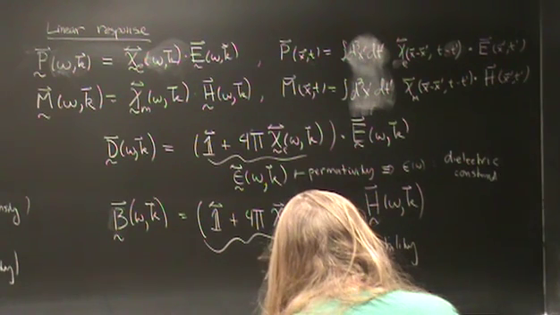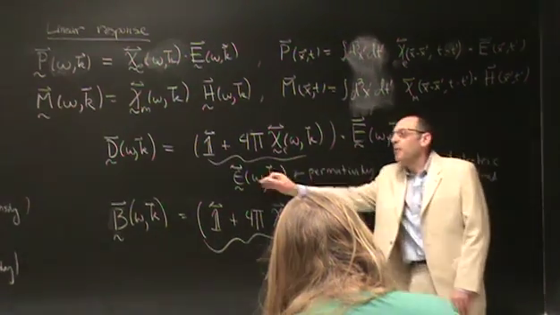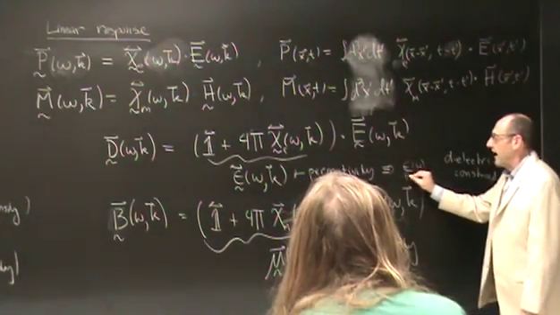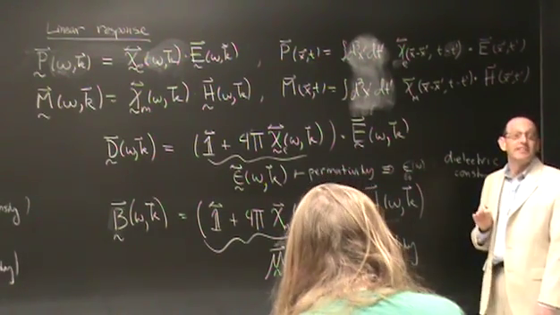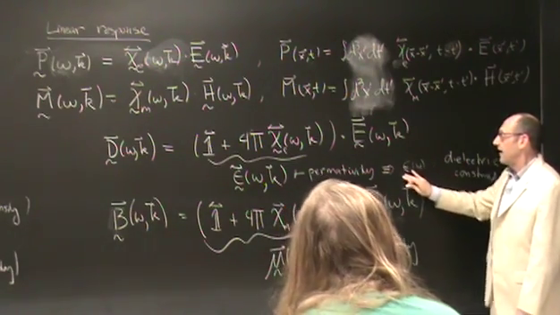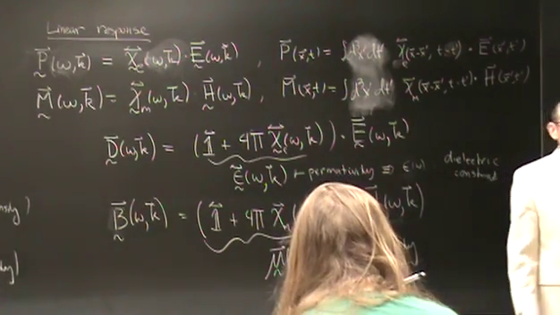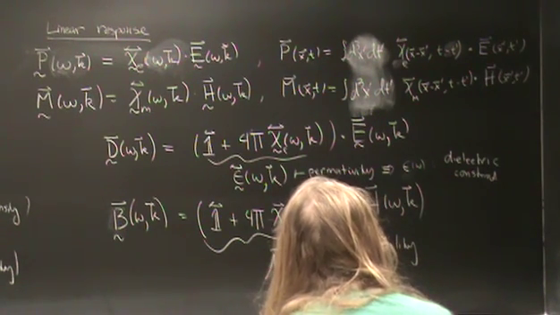Okay. As you know, in SI units, the dielectric constant and the permittivity differ by a division by epsilon naught. The dielectric constant is dimensionless, but since we're working in CGS units, epsilon naught is 1. So the permittivity and the dielectric constant are the same thing.